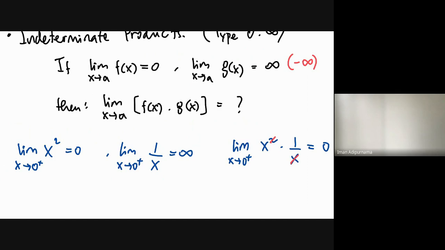Okay. So for example, in this case here, x squared is getting to 0, and 1 over x is getting to infinity. If we multiply both of them, which one gets to 0 or to infinity first? If we simplify the form, we still get the answer that it will get to 0 first, right? Okay, let's try another one and see how we can solve this.